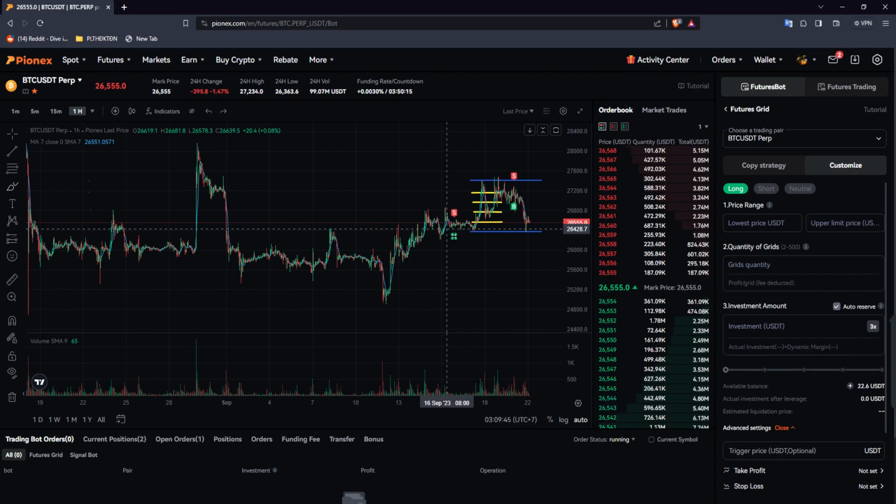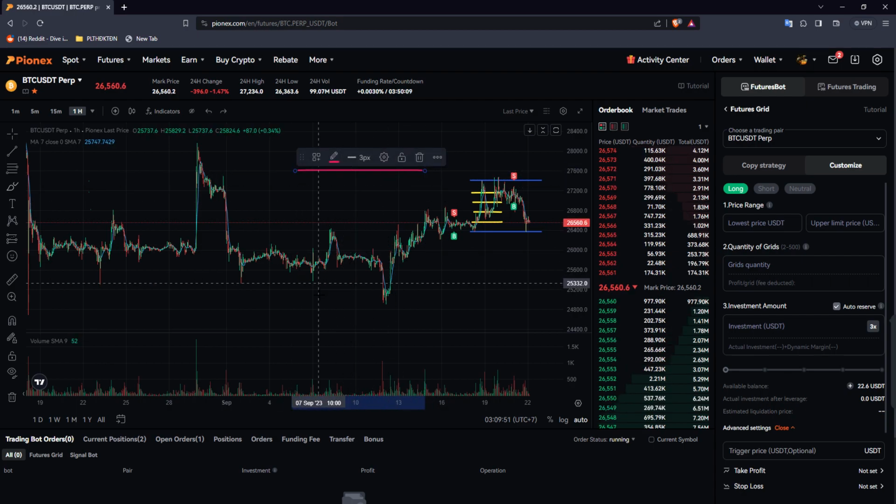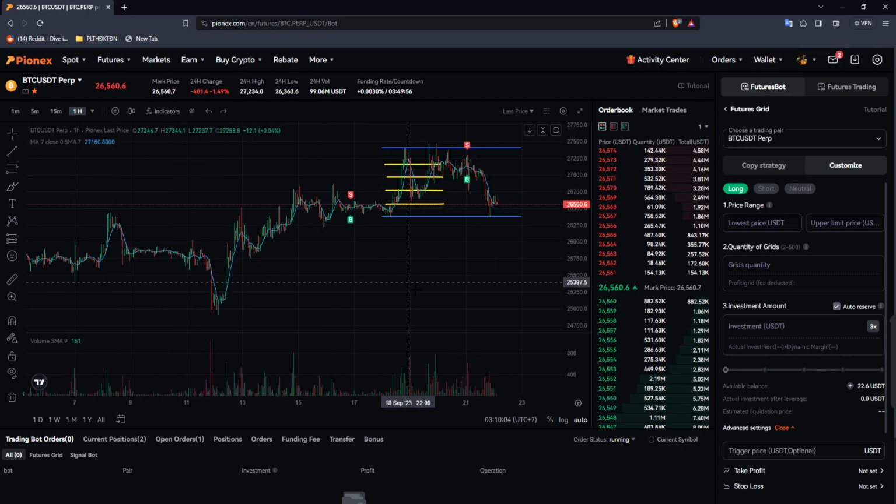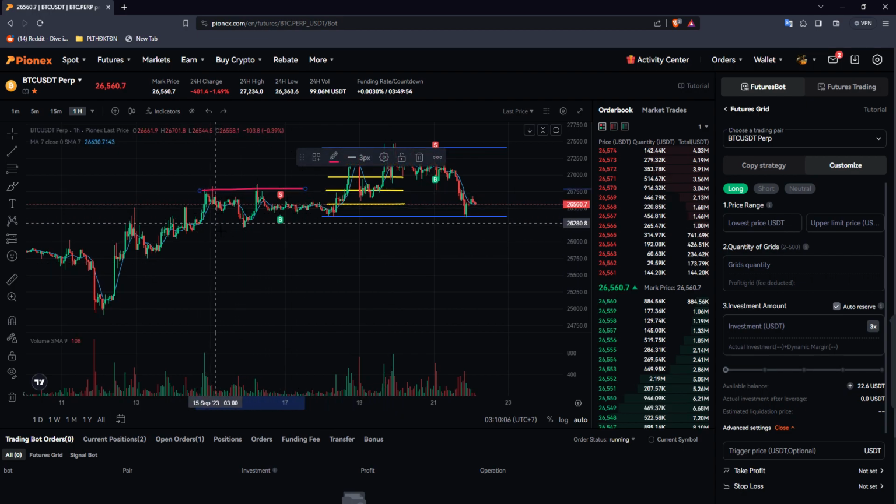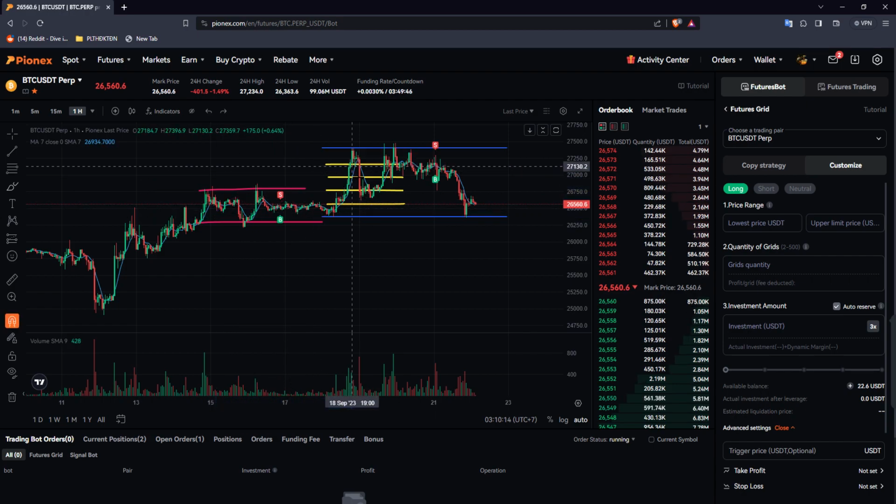One thing you guys need to note is that you shouldn't pick too big of a range. For example, if you pick this range, it will mean that your investment will be spread out over a very big range and it will not be utilized very much. And if you have too tight of a range, for example, like this, the price can easily move out of your range, which will make your bot obsolete.